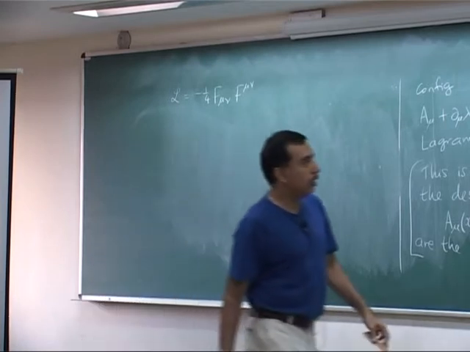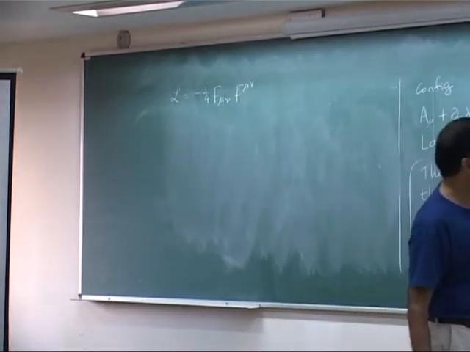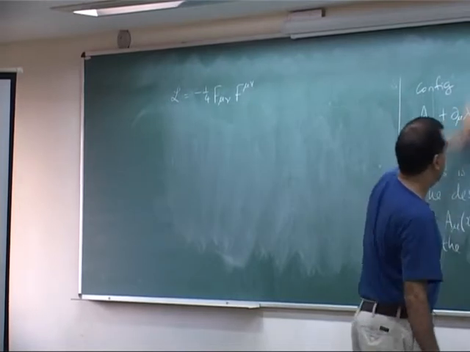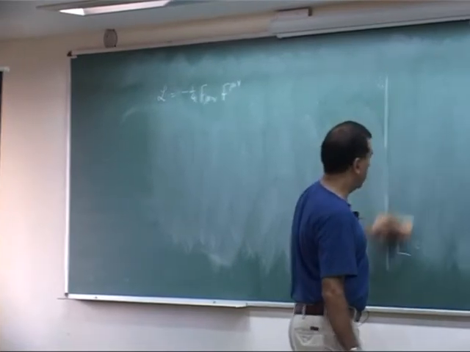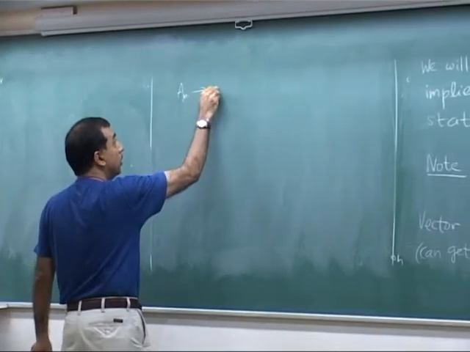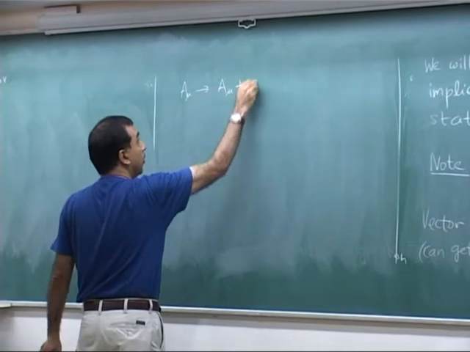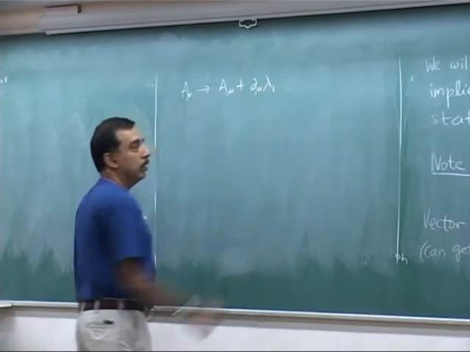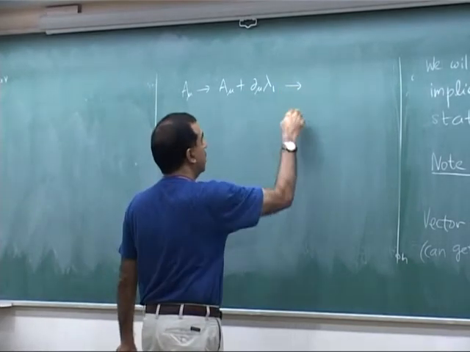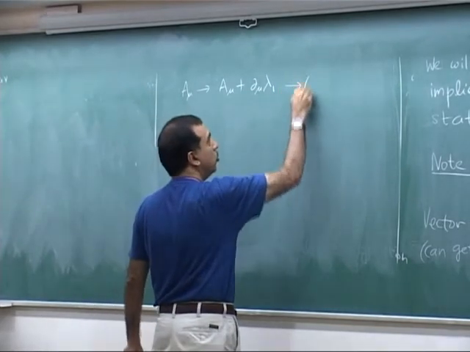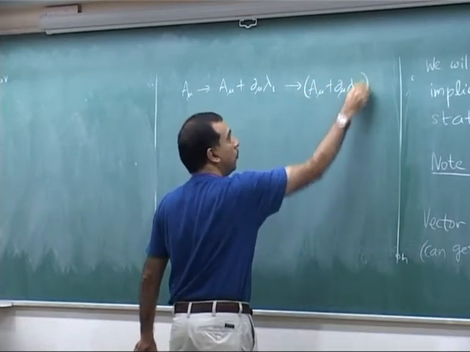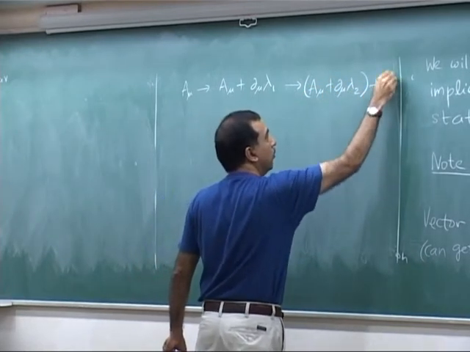Or maybe one comment I forgot to make about gauge invariance is just a simple observation. Supposing I take A mu and send it to A mu plus del mu lambda 1. Lambda 1 is some chosen function. And then I perform another gauge transformation. So this A mu goes to A mu plus del mu of lambda 2 plus del mu of lambda 1.